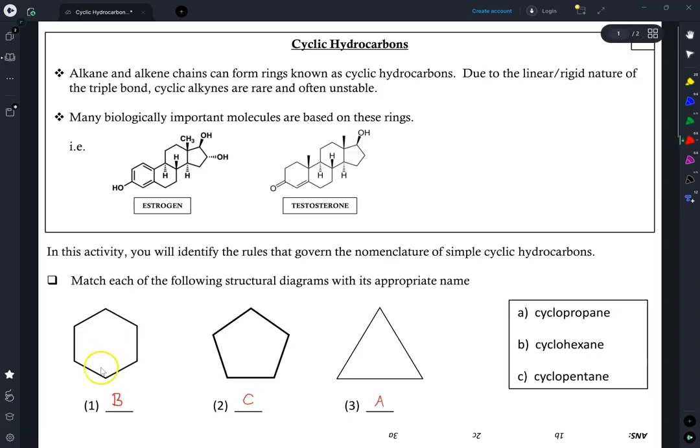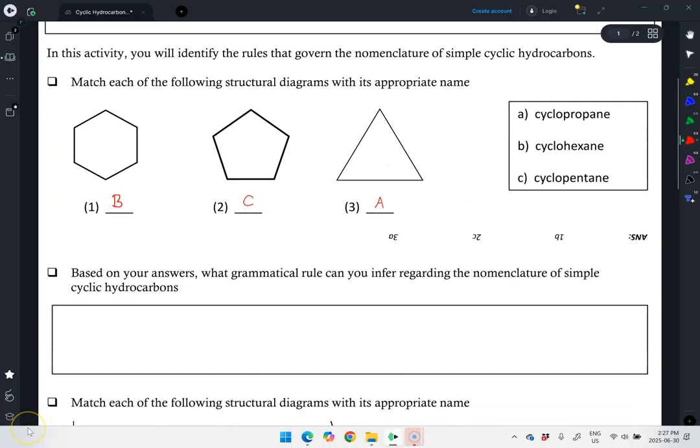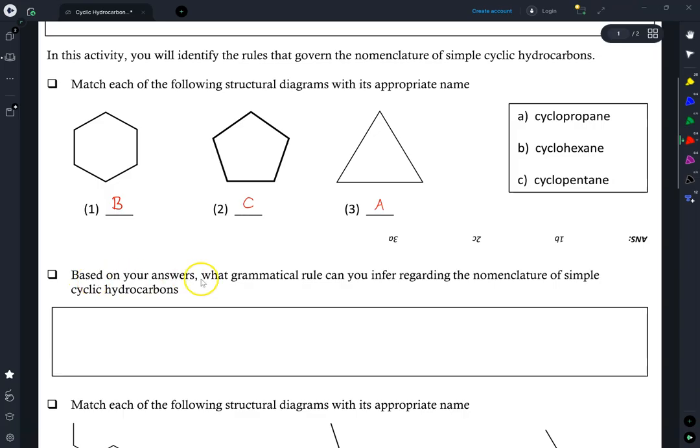All right. The first structure corresponds with the name cyclohexane, option B, while the second structure corresponds with cyclopentane, option C, and finally the third structure corresponds with cyclopropane, option A. So based on your answers, what is the grammatical rule you can infer regarding the nomenclature of simple cyclic hydrocarbons? Hopefully you notice that the prefix cyclo was used for every single one of these scenarios, and that is to tell the reader that it's a ring structure.